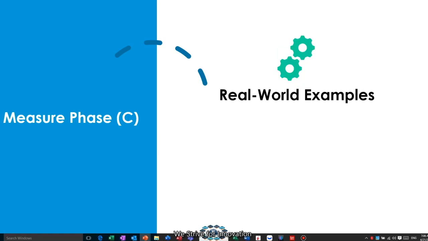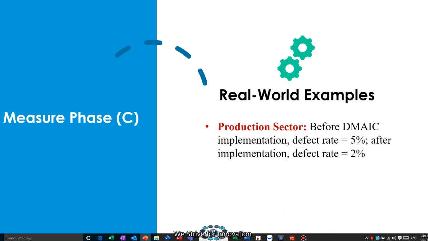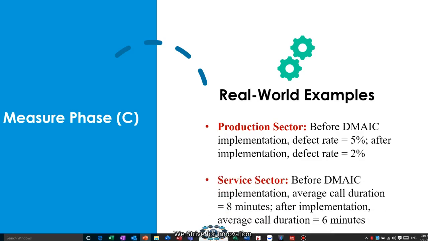Real world example: let's say you are in the production sector. Before the DMAIC implementation, your defect rate was 5%. After implementation, your defect rate became 2%. And if you are in the service sector, before the DMAIC implementation, average call duration was 8 minutes. After implementation, average call duration became 6 minutes.